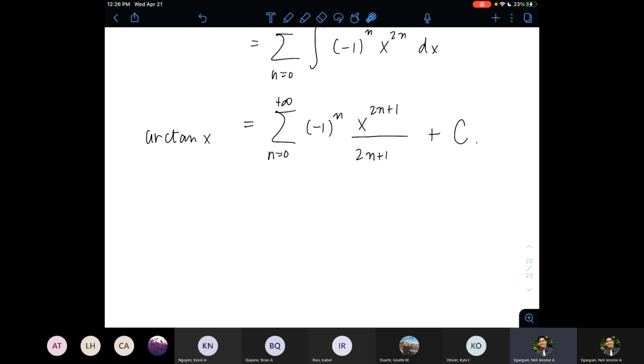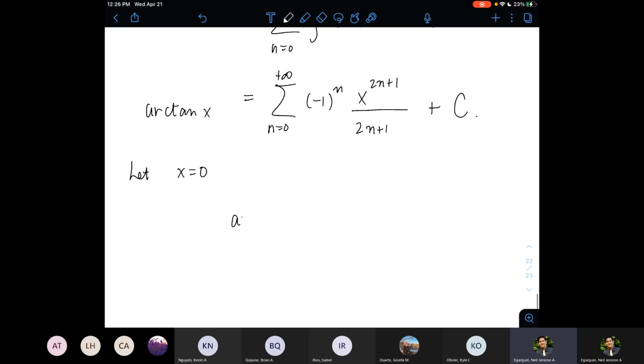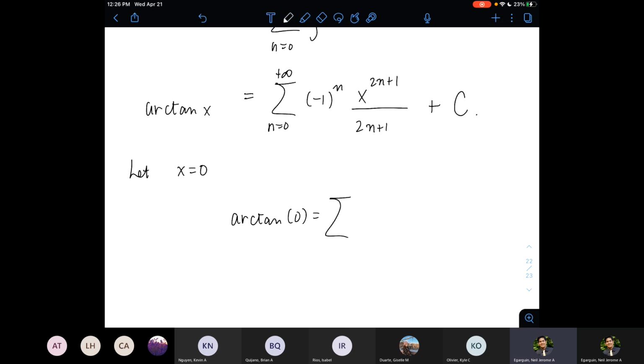Okay. But we still have an arbitrary constant c here. So the easiest way to check what the value of c is to use x equals 0. When x is equal to 0, we'll have arctan 0 on the left side. On the right-hand side, we'll have the sum of negative 1 to the power n, 0 to the 2n plus 1, all over 2n plus 1, going from 0 to infinity, plus c. I just replaced all x's I saw by 0, right?